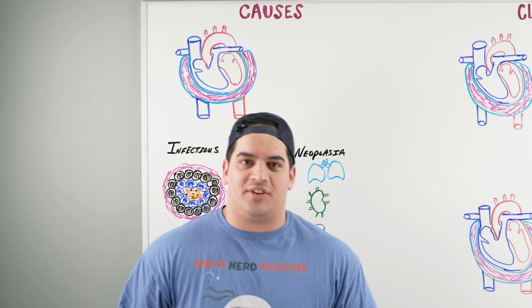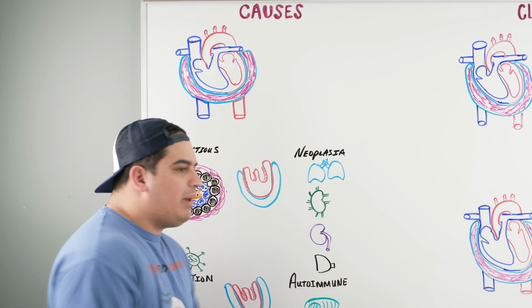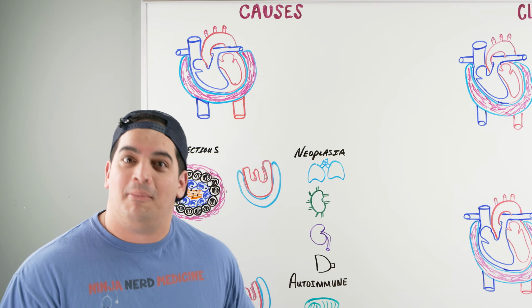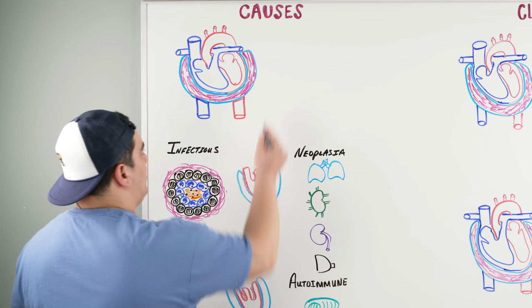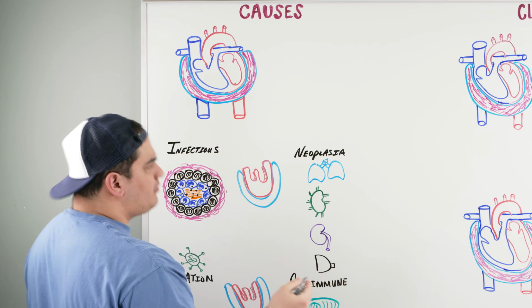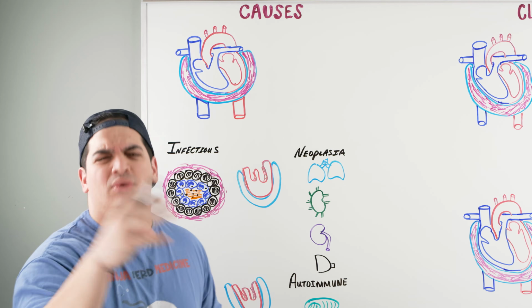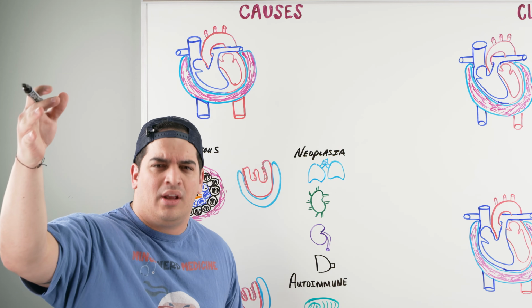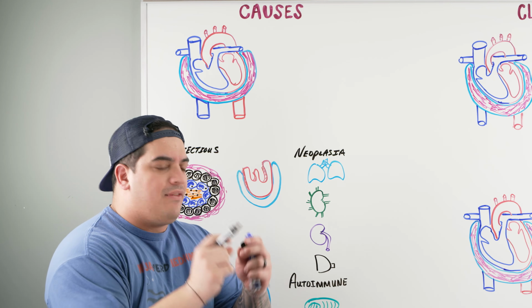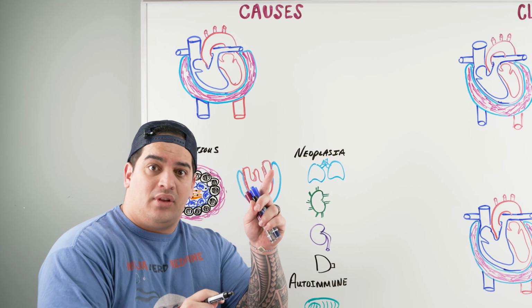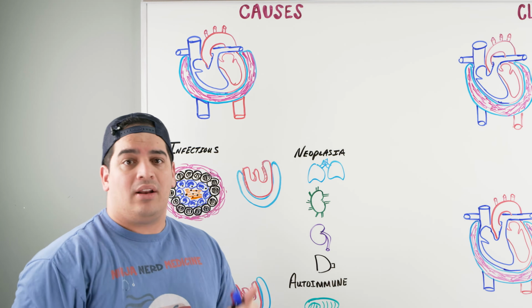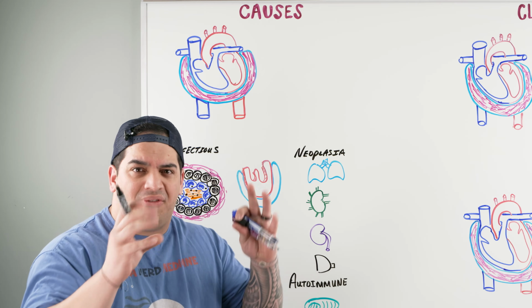Let's talk about constrictive pericarditis. So constrictive pericarditis is a type of chronic pericarditis. Whenever someone has some type of insult to the pericardium, the tissue that covers the heart, there are two layers of it. We talked about that in the pericarditis lecture: the visceral layer of the serous pericardium and the parietal layer of the serous pericardium get inflamed.